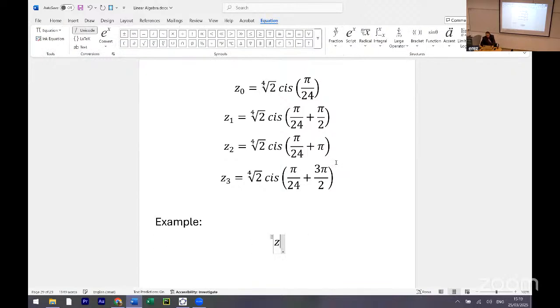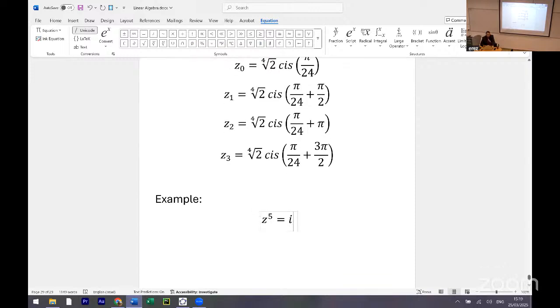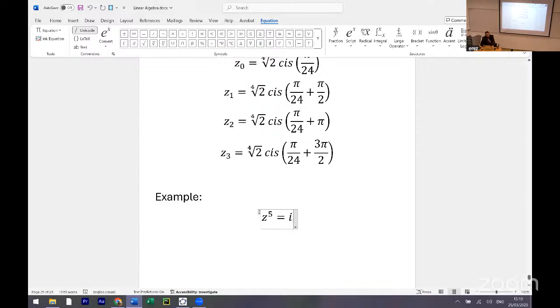Okay, so example. Now solve z to the 5 equals i. I want the 5 distinct fifth roots of i. So first I change it to its geometrical form. What is the geometrical form of i? What is its distance from the origin? 1. And what is its angle?